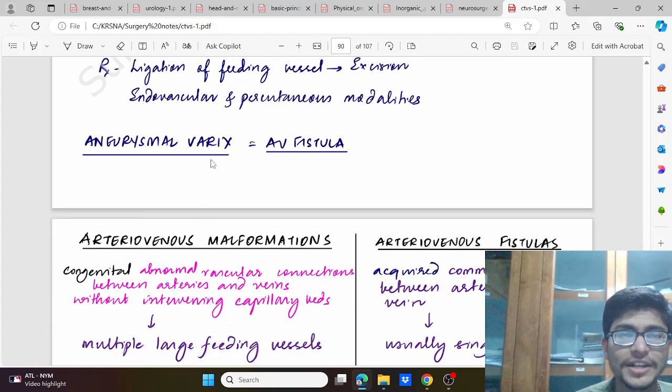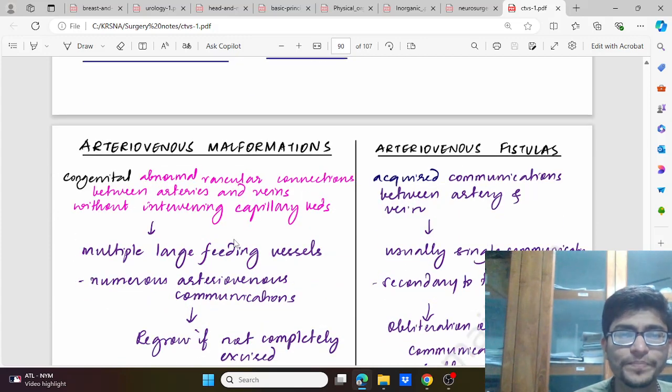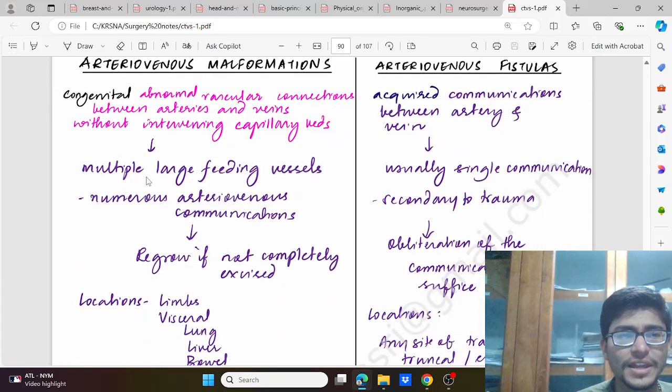Then we have aneurysmal varix or AV fistula, which we have seen. So AV malformation and AV fistulas. AV malformations are congenital anomalous vascular connections between the artery and vein.